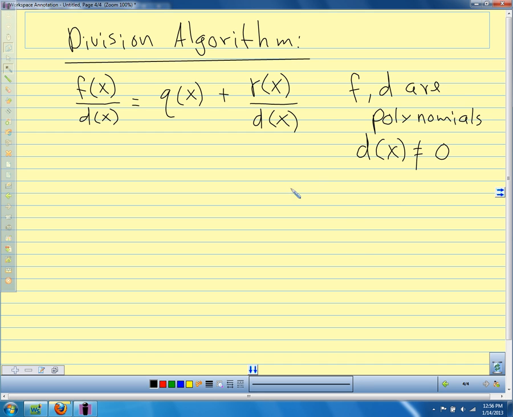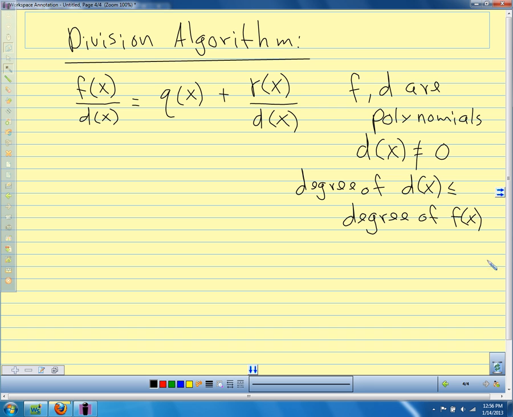And the degree of d is less than or equal to f in order to divide. So just like with numbers, we're dividing by smaller numbers. So the degree of d of x is less than or equal to the degree of f of x.